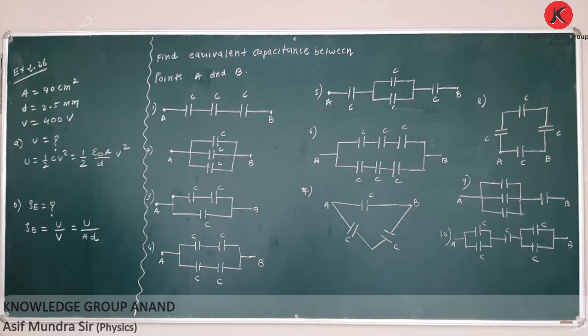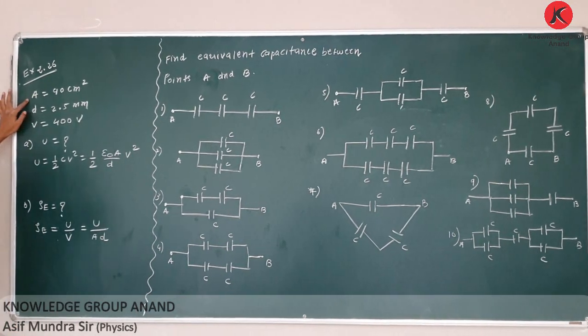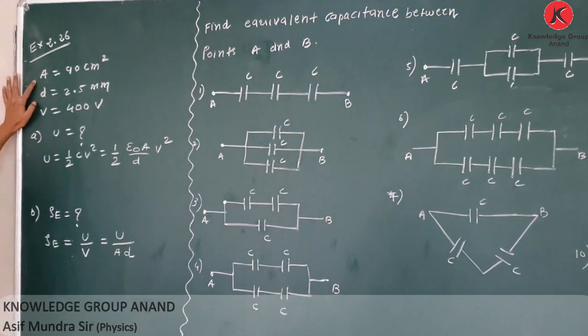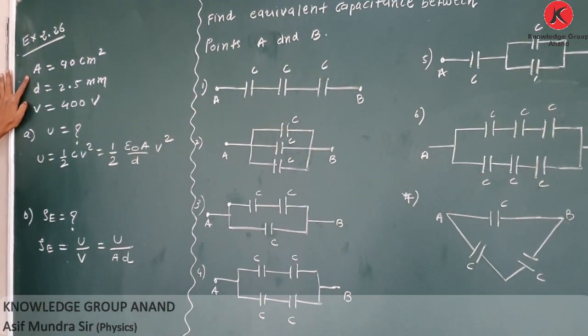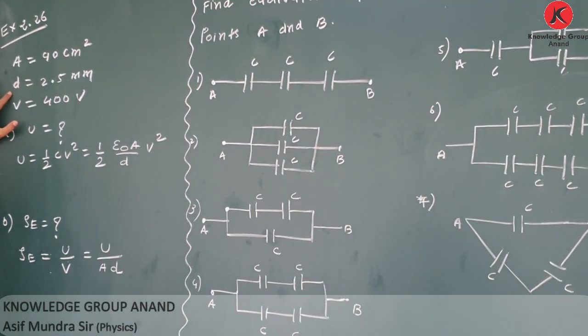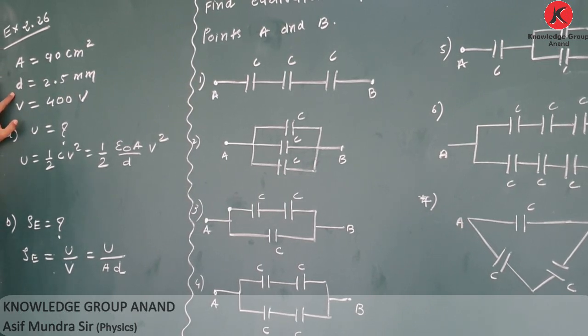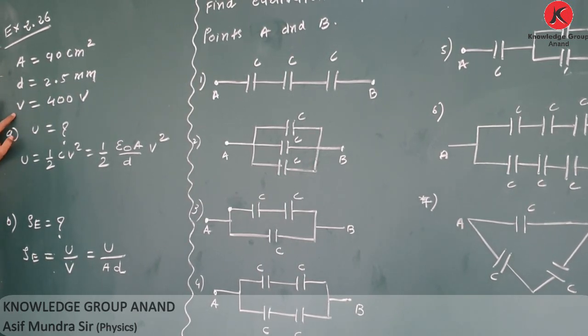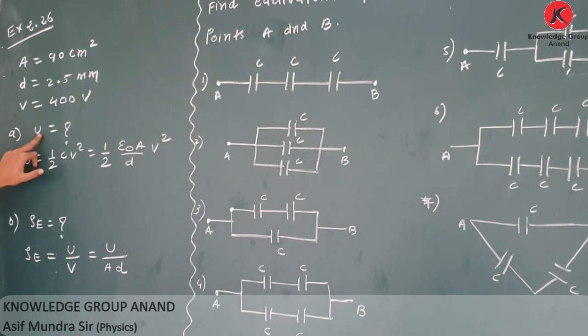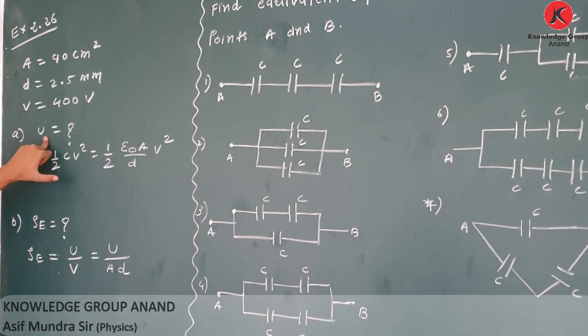Okay, so now one question based on potential energy. What is given? A parallel plate capacitor having area of each plate 90 cm^2, separated by 2.5 mm, with air as the medium, charged by a battery having 400 volt supply. First question is, what is the potential energy? What is the energy stored in the capacitor? We know its equation, U is equal to half CV^2. V is given, you are not given C.